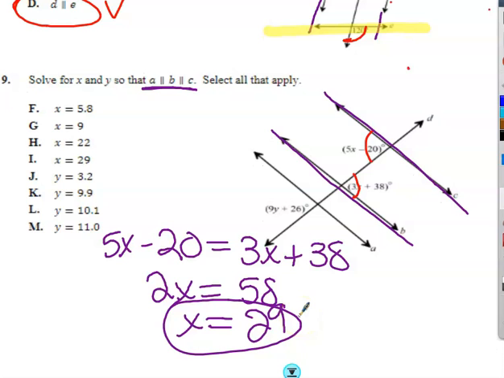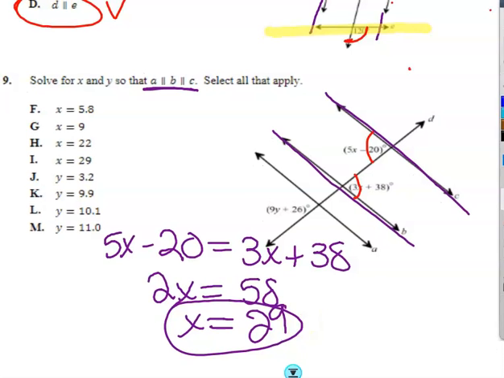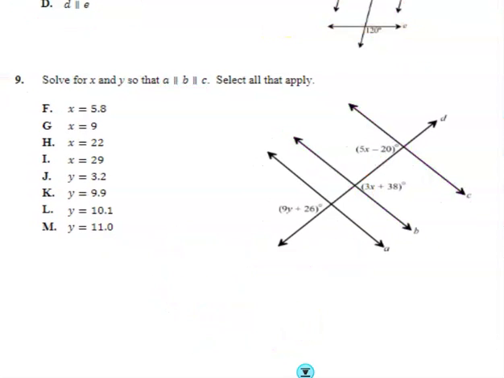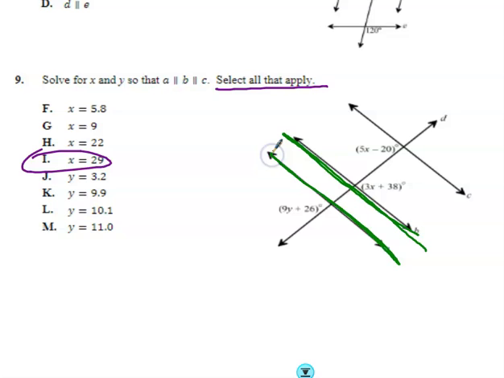From there, now that we have that, we have x equals 29. Remember, it's select all that apply. So now I need to look at the other relationship. All right, so I know that this angle and these two are parallel lines. So what's the relationship between these two? Well, they're alternate exterior. So I can also make those equal to each other. So I have 9y, cover that up, plus 26.